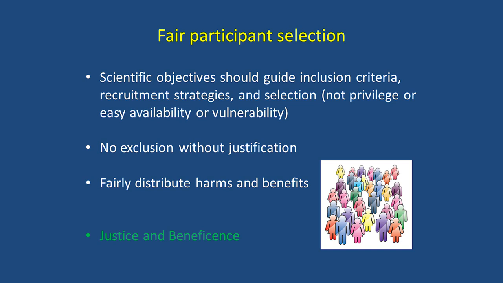I have a colleague who likes to think about this as flipping it on its head. In other words, everybody should be included unless there's a justification to exclude. So no exclusion without justification. And when you think about those things, the kinds of things that might exclude somebody from a study would be that they're not scientifically appropriate. There may be risk-based exclusion justifications, and more controversial, but sometimes appropriate, exclusion based on vulnerability.